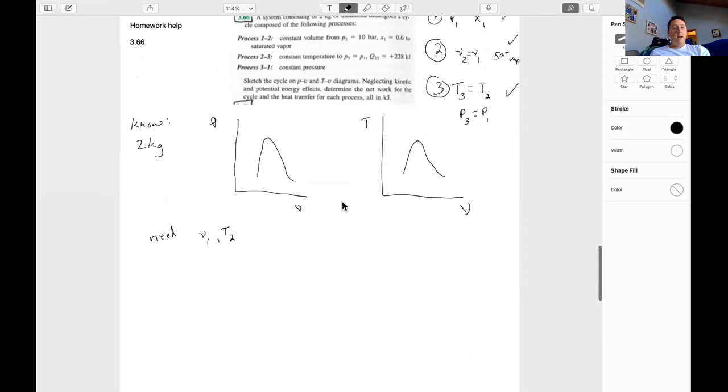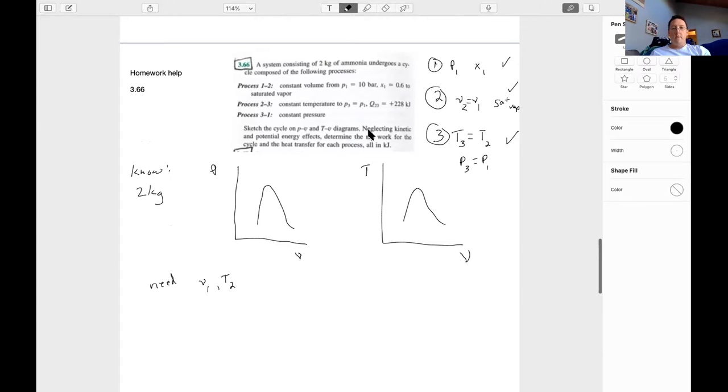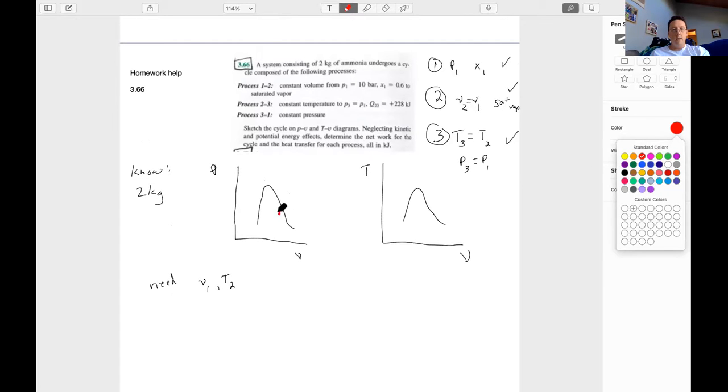All right, so now, what they want me to find, so I have to sketch it, and then they want me to evaluate the net work and heat transfer of the process, all in kilojoules. That's fine. All right, so let's work through this. P1, and I know that's in a mixed state. So I know that state 1, I'm going to put a red dot there. I know that state 1 is here. And this will be at pressure P1. It's in a mixed state.